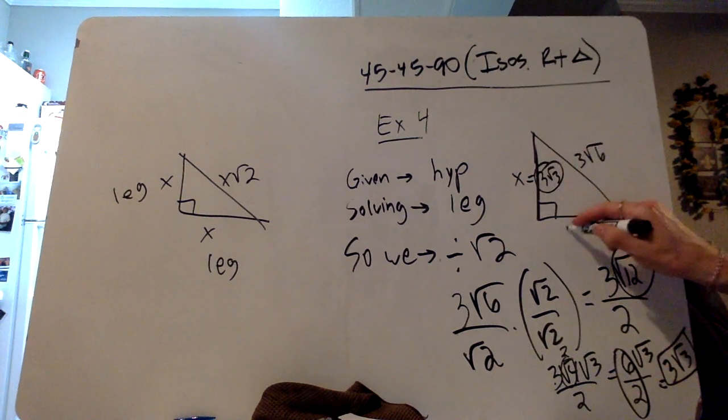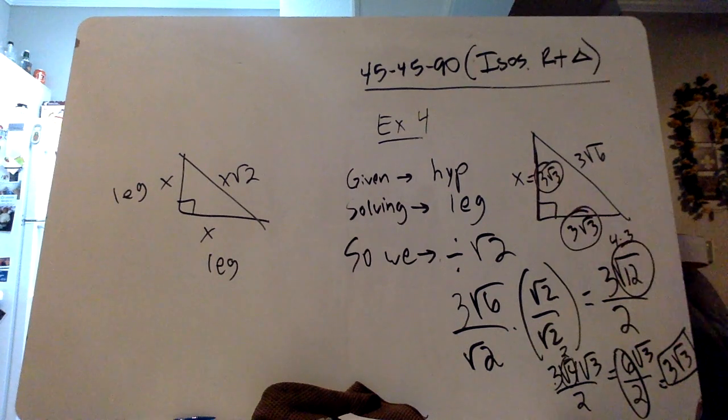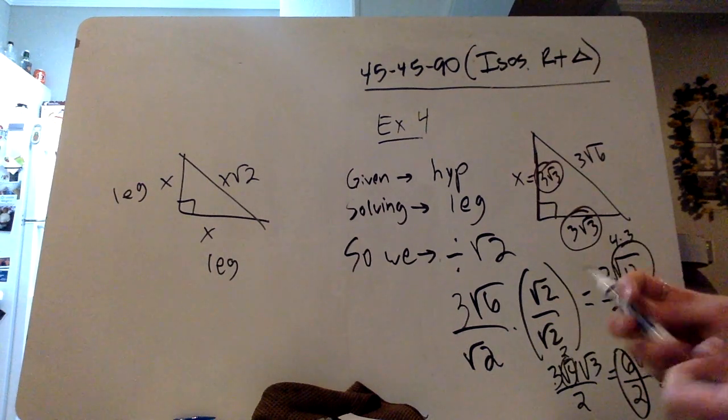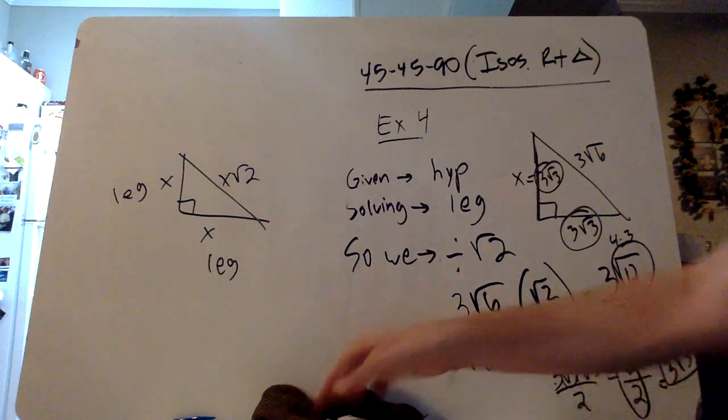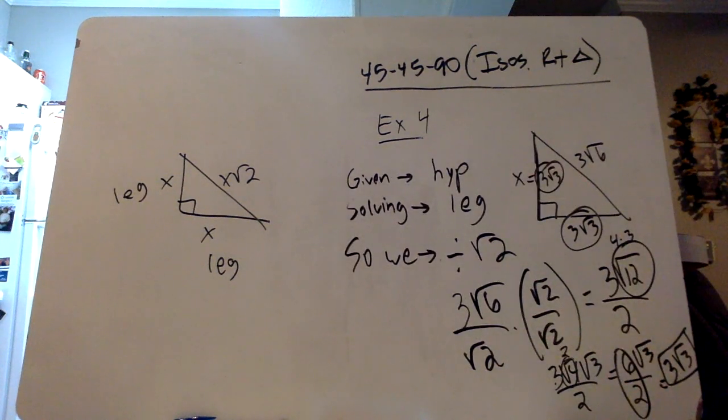Which means that this would also be 3 square root of 3, but I didn't ask you for that, because they're both legs. So hopefully that makes sense. We just did 4 examples right now here in class.